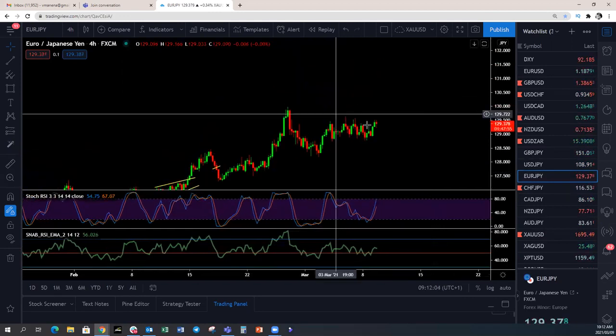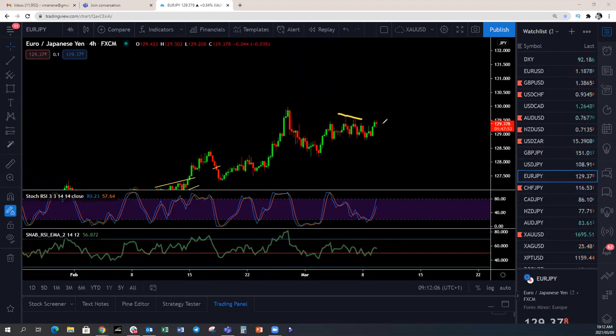Euro yen, we still haven't broken this structure from yesterday. We'll be looking for Euro yen to go to around 130. That's about 70, 60 pips from where we are currently. But at that point, we can get this to reverse and then upside.